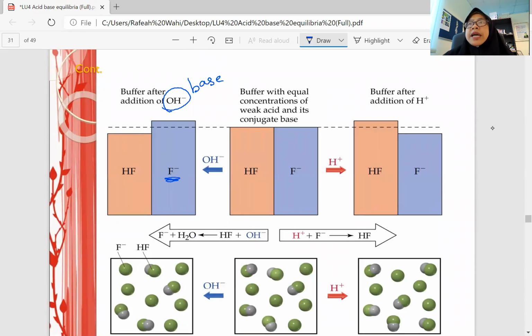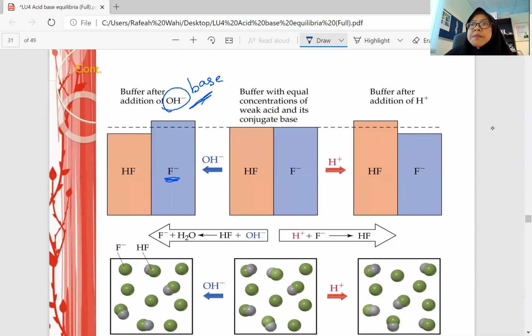Okay, if you add a base to a buffer solution, the hydrogen ion concentration decreases by less than the amount expected from the quantity of base added. Meaning to say that the acid and its conjugate base consume the hydroxide ion here. Okay, and the pH of the solution does not rise significantly, which it would if you did not have the buffer in the solution.